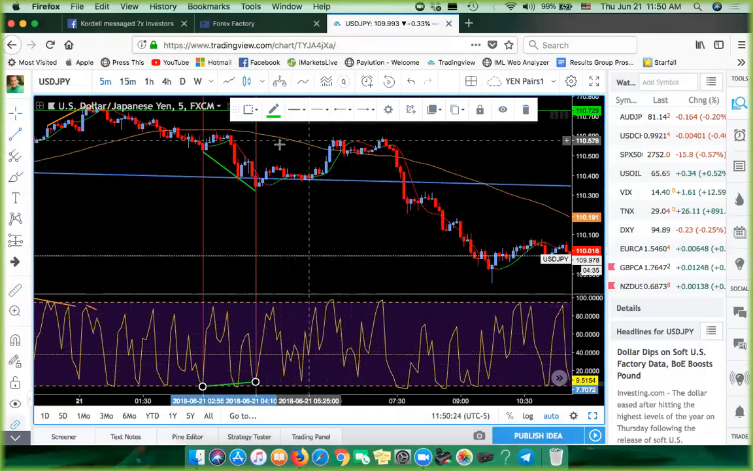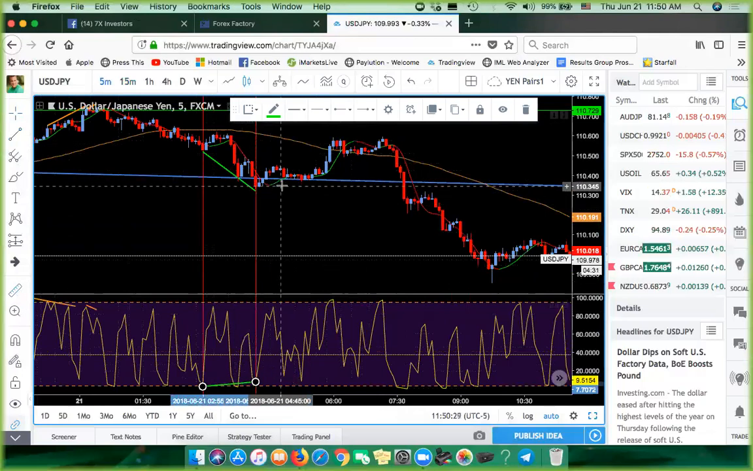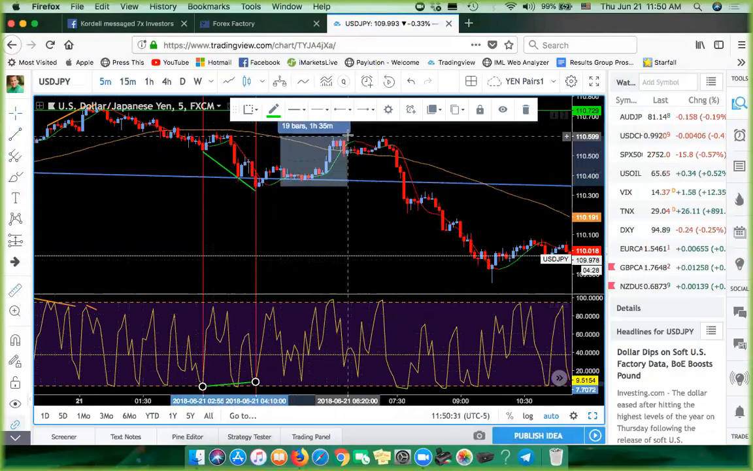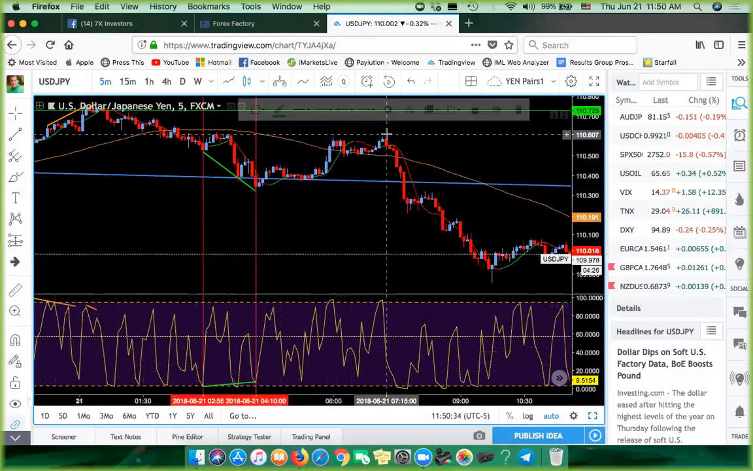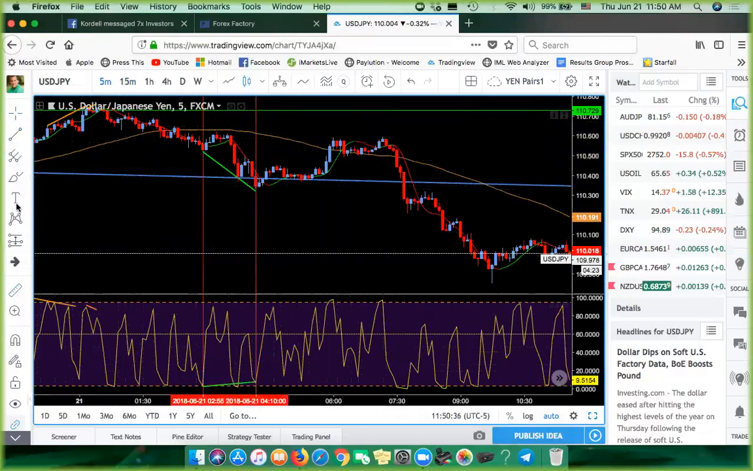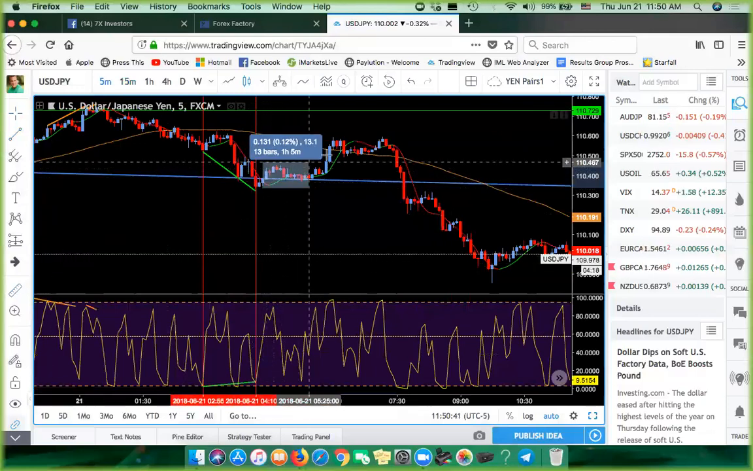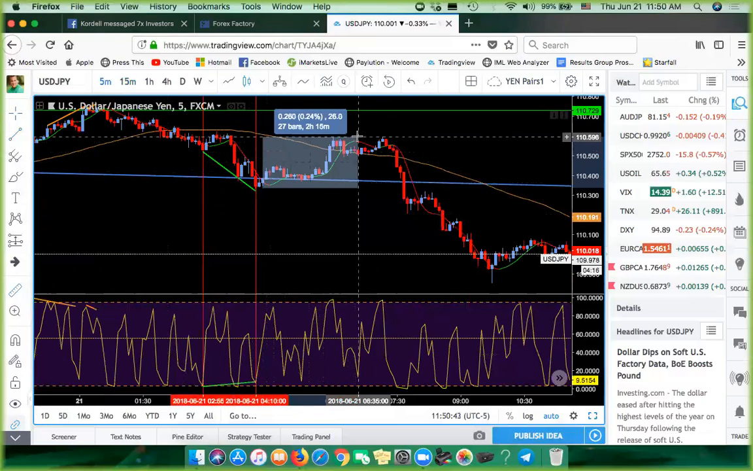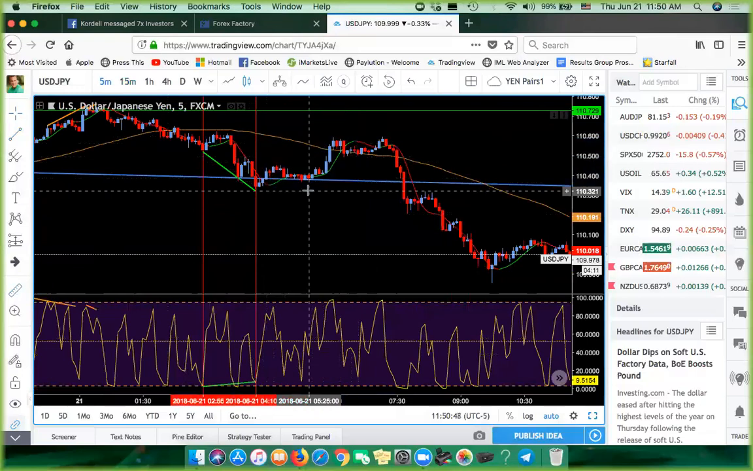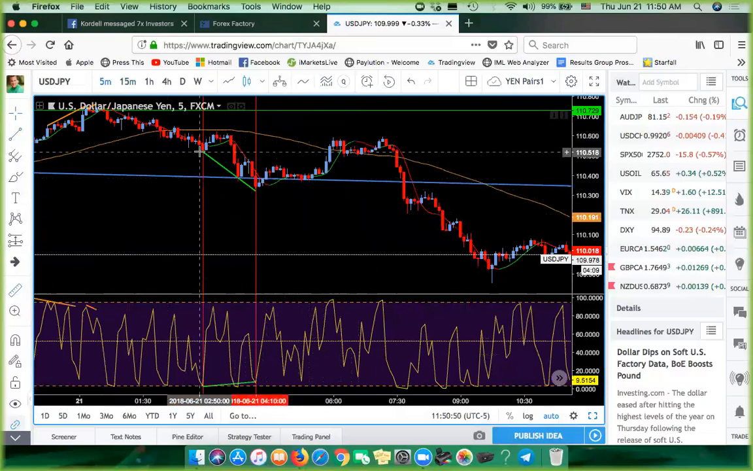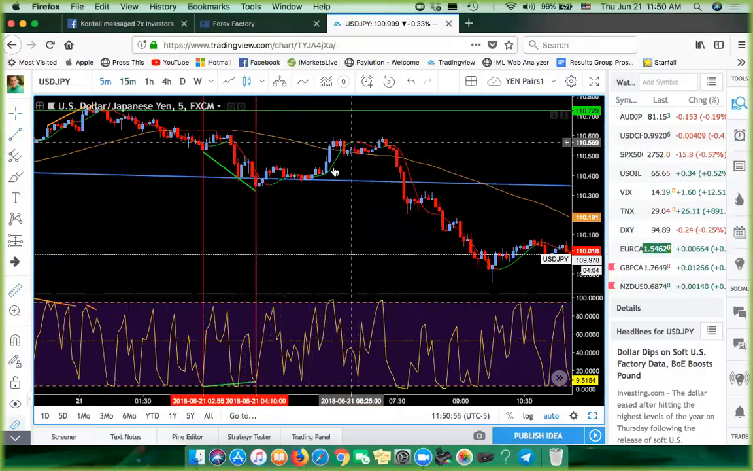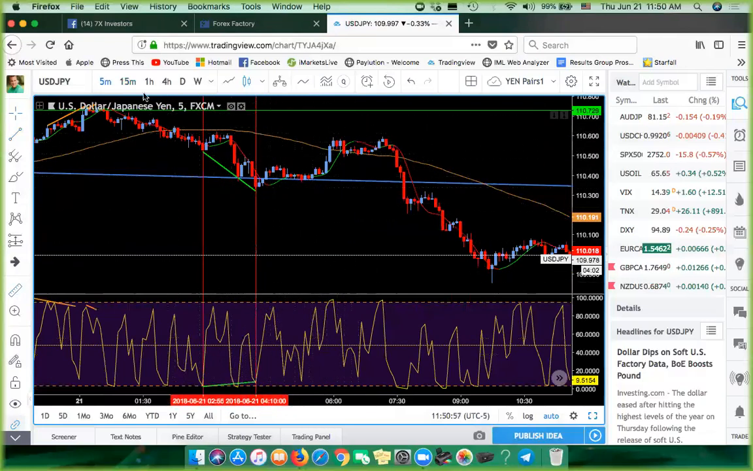Price just kept on going. And how many pips would we have gotten from that? Well, I can't see. I'm going to get that out of the way. Let's try that again. From there to here, 26 pips. So that's more than enough to cover both trades. The first one that we got in and lost some, so we gained those back and then some. So that's what we're looking for.